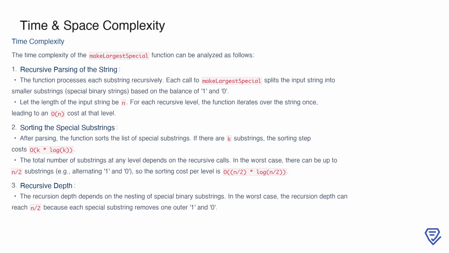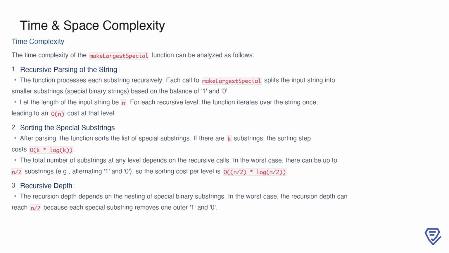Next, after parsing, the function sorts the special substrings. If there are k substrings, sorting them costs O(k log k). In the worst case, the number of substrings at any level can reach up to n/2, such as when the string alternates between 1 and 0. This means the sorting step at each level has a cost of O(n/2 log n/2).